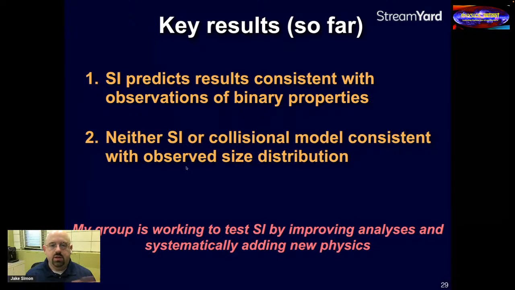Okay, so to try to get around this size distribution issue, my group is working to further test the SI, but we're trying to improve not only the analysis of our simulation data, but also adding in more accurate physics, right? The way that, at least in my field, it works, you start with the simplest physics possible, and you compare that with observations to see, well, is that in agreement, or do we actually need to consider something else? You build from there.